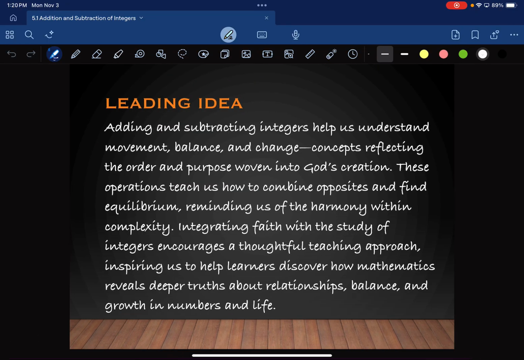Adding and subtracting integers helps us understand movement, balance, and change, concepts reflecting the order and purpose woven into God's creation. These operations teach us how to combine opposites and find equilibrium, reminding us of the harmony within complexity. Integrating faith with the study of integers encourages a thoughtful teaching approach, inspiring us to help learners discover how mathematics reveals deeper truths about relationships, balance, and growth in numbers and life.